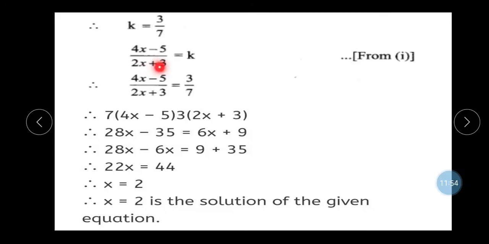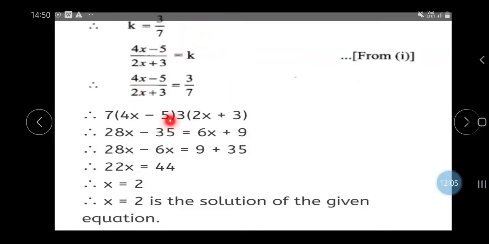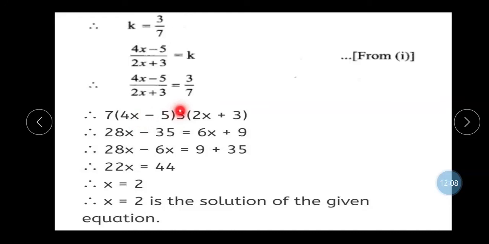Now, 4x minus 5 upon 2x plus 3 is equal to k. That is from 1. Therefore, as it is equal to k and k is equal to 3 upon 7, we can write 4x minus 5 upon 2x plus 3 is equal to 3 upon 7. Now we will cross multiply this. We get 7 into (4x minus 5) is equal to 3 into (2x plus 3). 7 into 4x is 28x. 7 into minus 5 is minus 35, is equal to 3 into 2x is 6x plus 3 into 3 is 9.